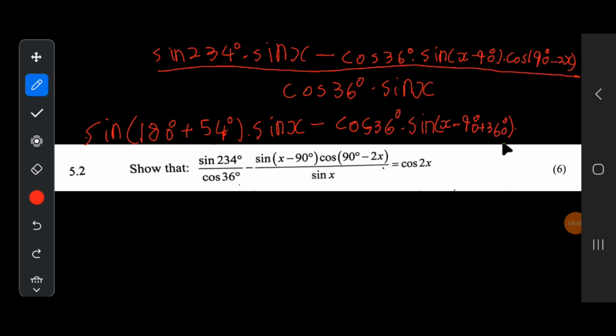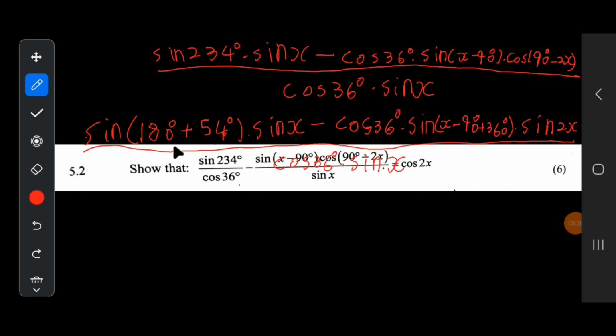90 changes to sine. When we have a 90, it tells us that it can change to either sine or cos. So if it's cos 90 minus 2x, it changes to sine 2x. The 90 just basically tells you that you're supposed to change your trig ratio to another format. If it's cos, it's sine. If it's sine, it's cos. The ones below, which is cos 36 degrees multiplied by sine x, do not change. We leave it exactly as it is. Sine 180 plus 54.